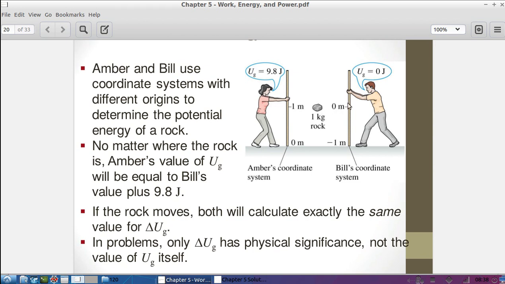Bill says, I'm going to pick right here to be 0. I'm going to pick the object's initial position to be 0 meters. So it's got an initial potential energy of 0 joules. When this third person drops the rock, it's going to fall, and it's going to be at a position, according to Bill, negative 1 meters. So its initial gravitational potential, according to Bill, is 0 joules. Its final gravitational potential is going to be 1 kilogram times 9.8 meters per second squared times negative 1 meters. So the final potential according to Bill is negative 9.8 joules.